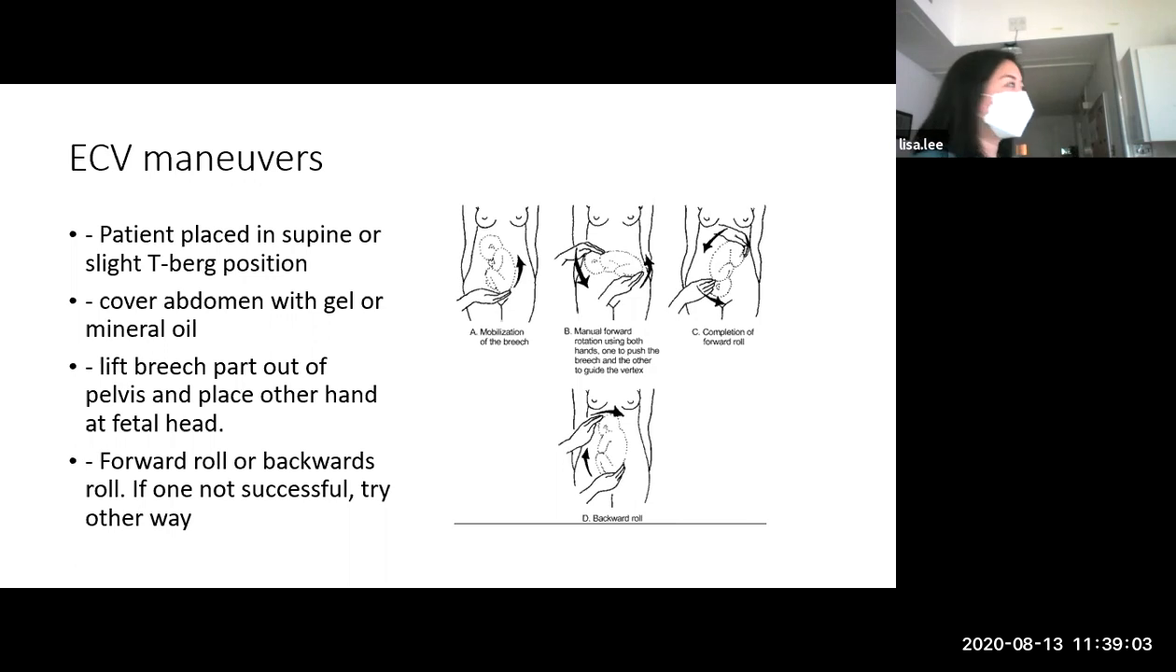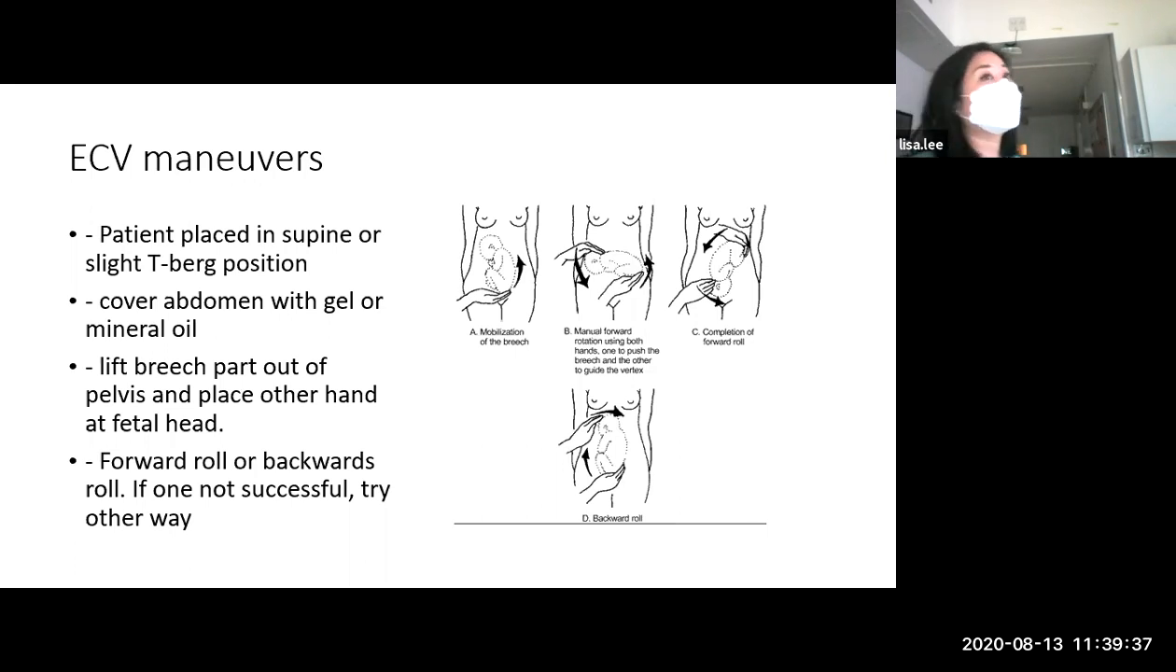Somehow it just kind of dislodges it, and then once you get into a good position, it may smoothly come down. And then if it doesn't work in your forward roll, you can try a backwards roll. You can have someone else try. And then basically you can keep doing it as long as the fetal heart tracing looks reassuring. But if the patient's in a lot of pain, the fetal heart tracing doesn't look good, or you've been at it for a while and it's just not happening, then that's when you would call it quits.